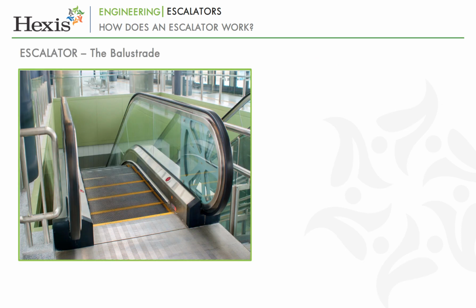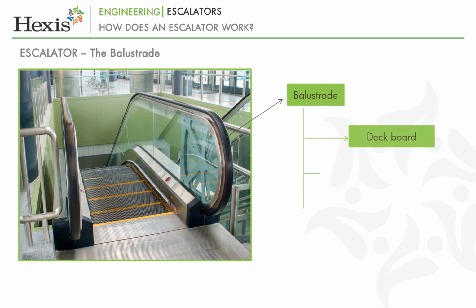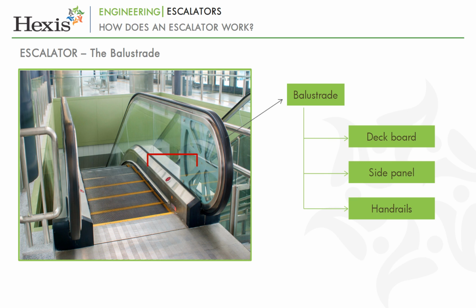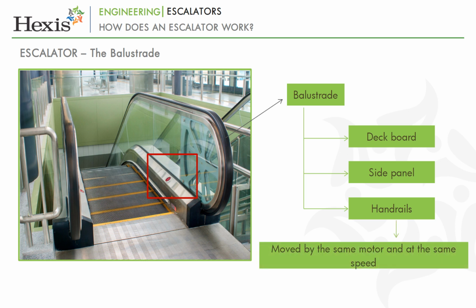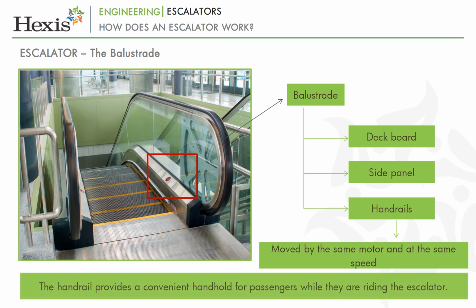The balustrade is the structure, made of either metal or glass, on the sides of the steps, and comprises the deck board, the side panel and the handrails of the escalator. The button that turns an escalator on and off is also located at the ends of the balustrade. The handrail is moved by the same motor and moves at the same speed as the steps to provide stability to passengers. The handrail provides a convenient handhold for passengers while they are riding the escalator.